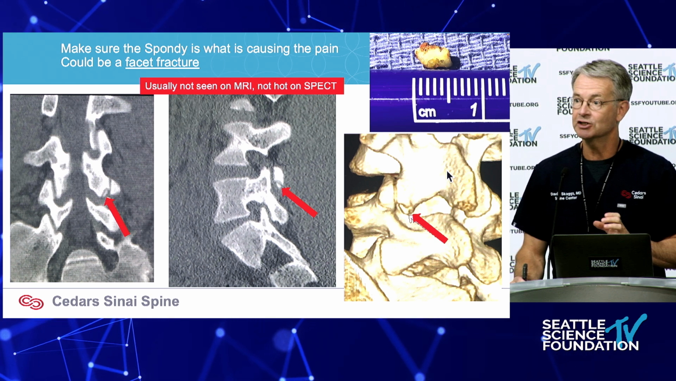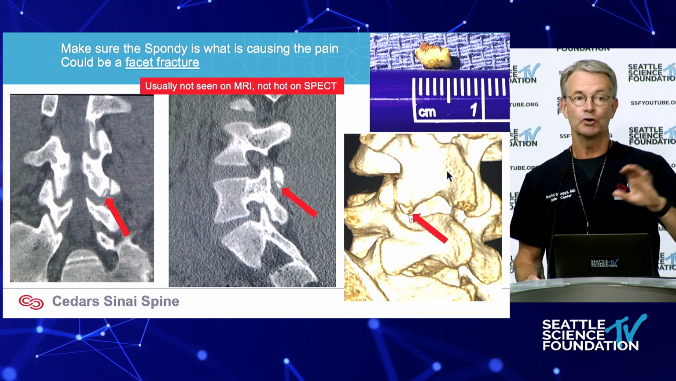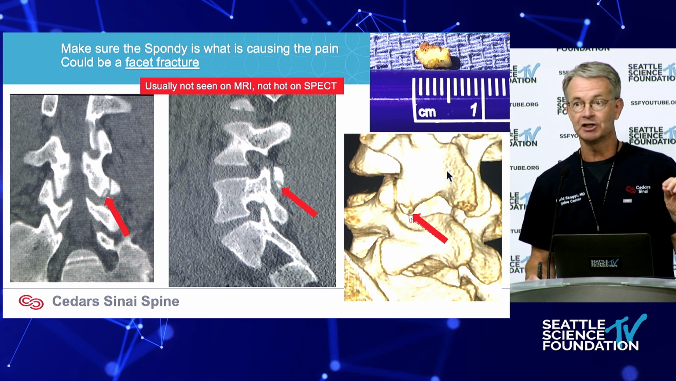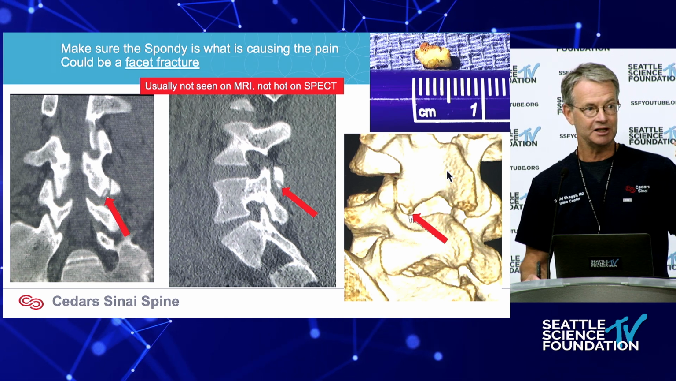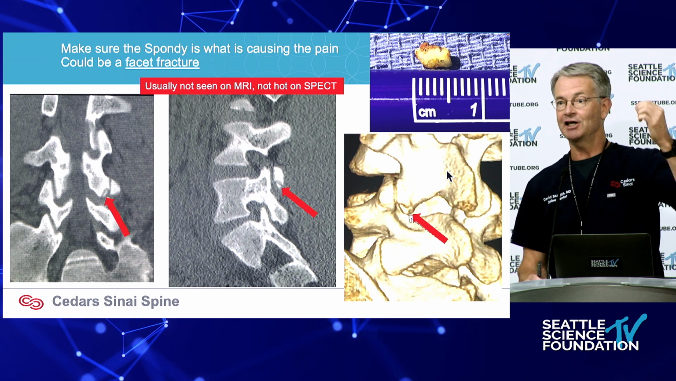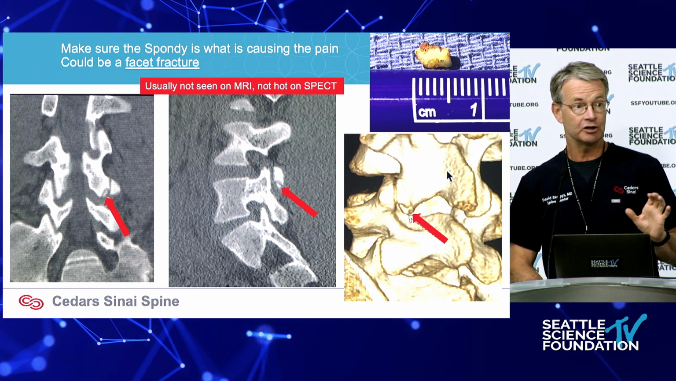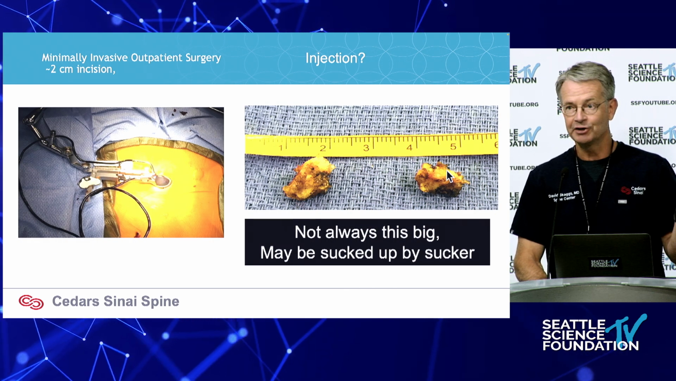Oftentimes there's another condition called a facet fracture. Facet fractures are almost always missed on MRIs, they're missed on SPECT scans, they're really only seen on CT scans. And think of a facet fracture as being like a piece of sand in your eye. If you take it out, you instantly feel better. If you leave it in too long, it might cause arthritis and problems. And it could be taken out pretty easily.